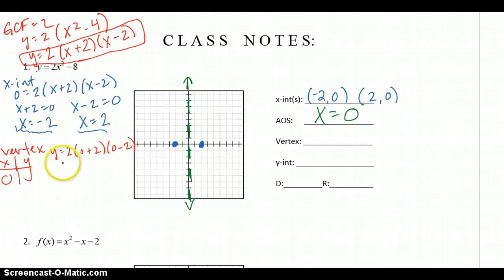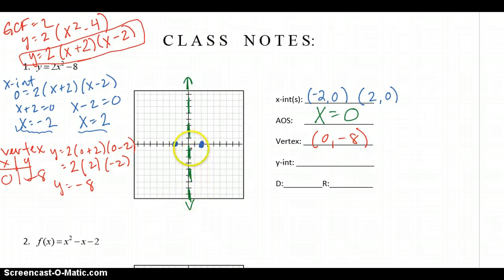And whenever we multiply this out, we're going to have 2 times negative 2, which gives us a value of negative 8. So that'll be our y. So our vertex is going to happen at 0, negative 8. So we can plot that on our graph. 0, negative 8.